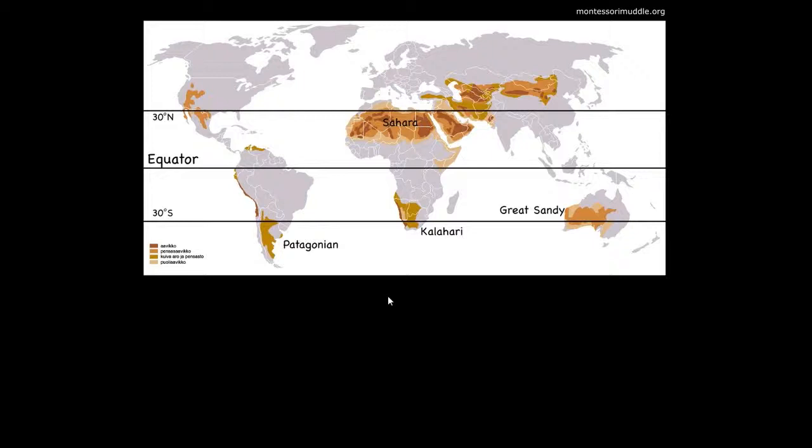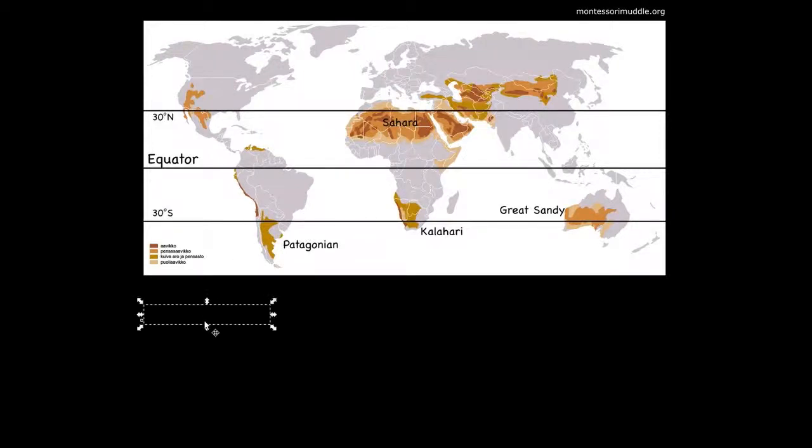You may have noticed that they seem to be clustered near certain latitudes. They seem to be clustered around 30 degrees south latitude and 30 degrees north latitude, without many deserts near the equator. And so the question is, why? What's the reason for this?